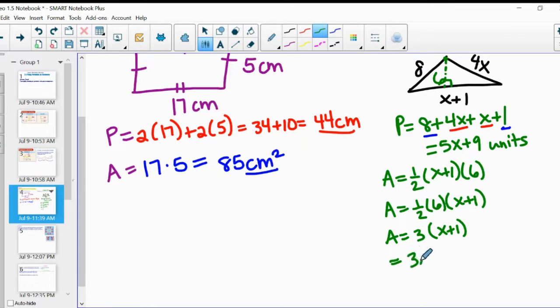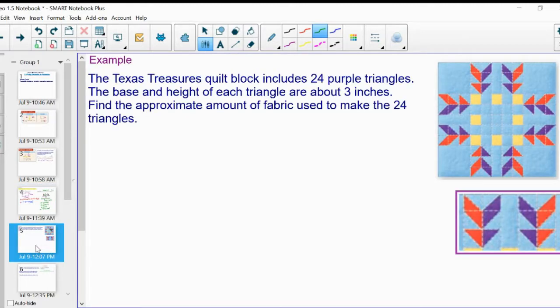And then we can distribute the 3. We get the area equals 3x plus 3. Since we don't know units, we can write units squared. So there's the perimeter and area for a triangle. All right, moving on to an application problem. Again, if this is going too fast, you can pause at any time, rewind. This video is yours to go through however you'd like.